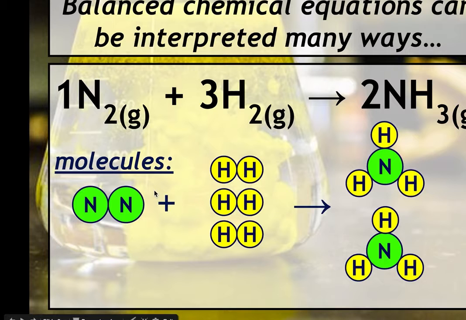Remember, the law of conservation of mass states that you can never lose atoms. You cannot lose mass. So the weight that's on this side is always going to total the weight that's on this side. Matter is never created or destroyed.